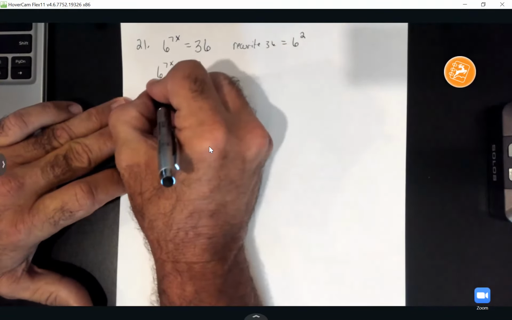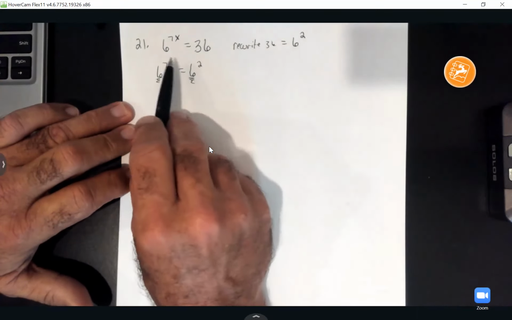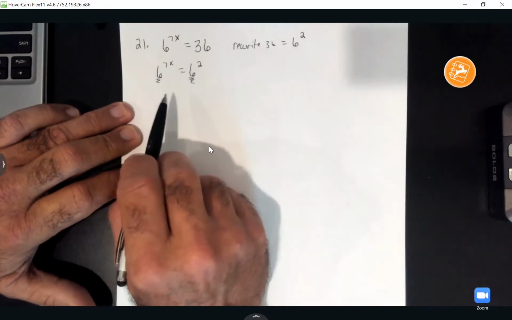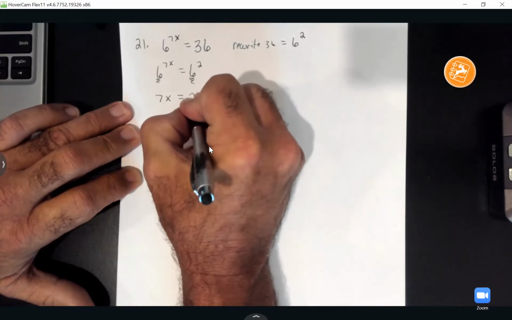Notice the 6s match. Since these bases match, that means the exponents have to be equal. So I'm going to have my 7x equal to 2.